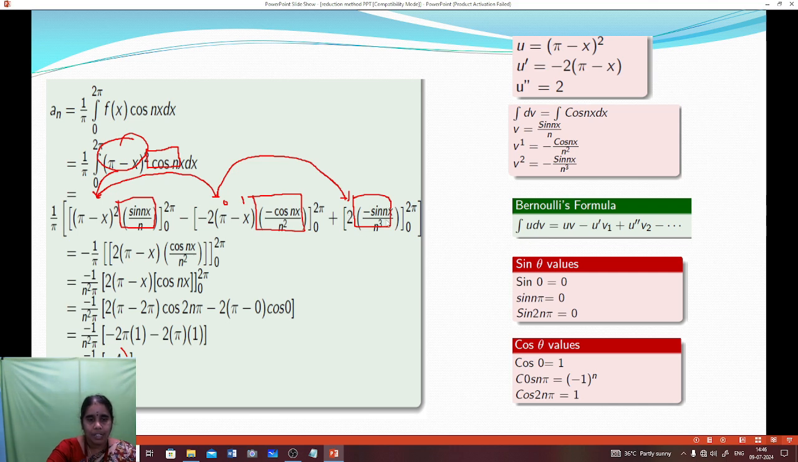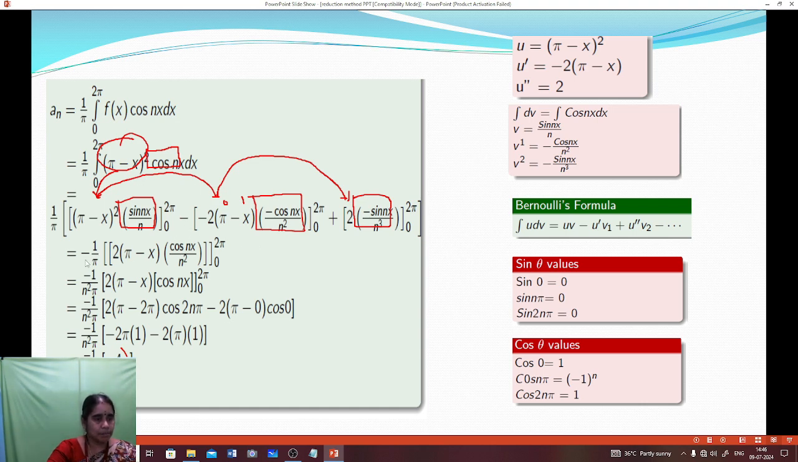Last one. Here too they are having sine. For sine function, if we substitute our 2 pi or our 0, it takes the value of 0 alone. So no need to calculate the first and the last term. Both take a value of 0. So we are focusing on the middle one.